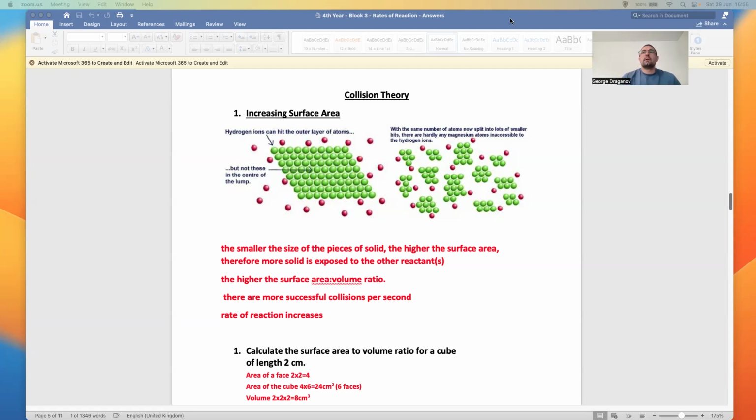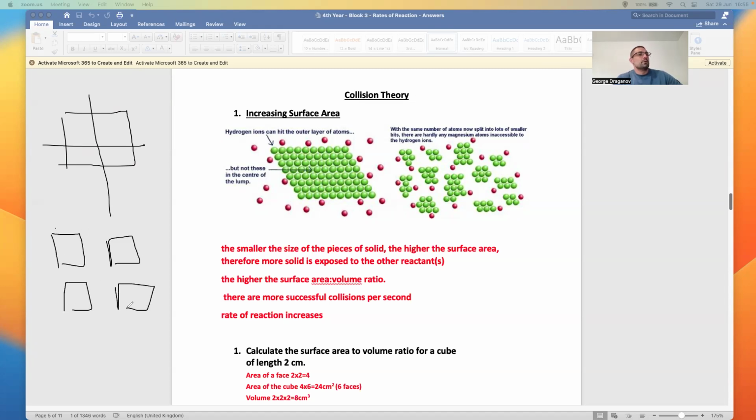Another way to think of it is if you take a square, cut it into four, and then you get four squares. So the difference is that here you have only these places to collide, the four sides, but here you have all these sides that it can collide with. So you have increased the surface area to volume ratio. There's a higher frequency of successful collisions is going to be a magical phrase.